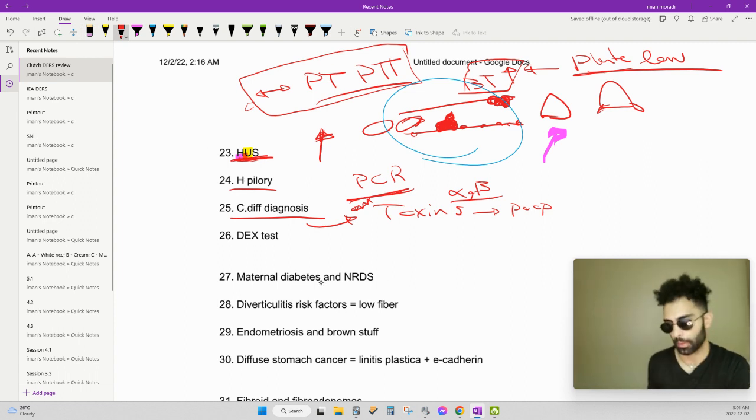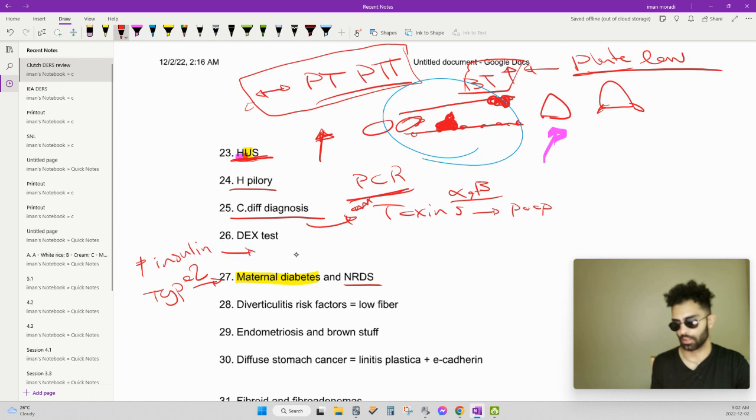Okay, let's talk about maternal diabetes and neonatal respiratory distress syndrome. Maternal diabetes is usually type 2, right? That means there is high insulin in the mom, and insulin decreases something really important. What is it? It has a nice name. The surfactant. So it decreases surfactant in the baby's lungs.